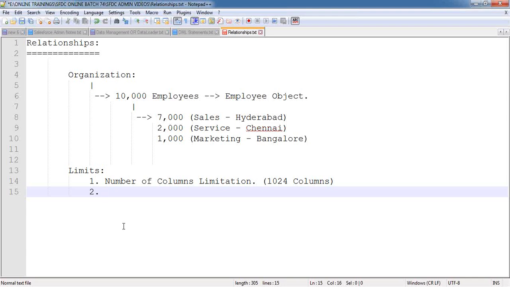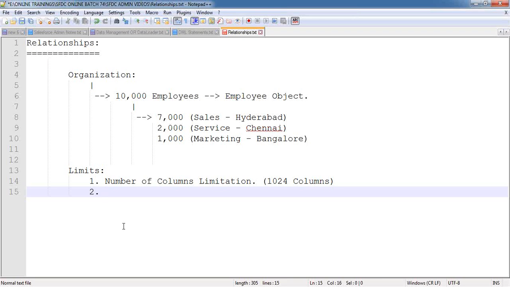Suppose, for example, to store all my employees' information, I have created so many columns. At a certain point of time, I may reach 1024 columns. Then afterward, in future, I would like to store some more data of my employee, so I would like to add one more column.